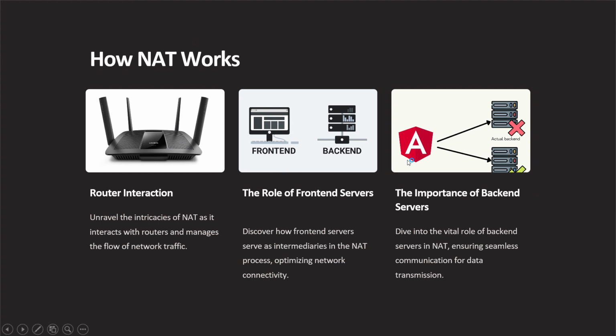I have placed some images to help understand better. Here is the router interaction: NAT interacts with the router and manages the flow across networks. Suppose the router is a private network, connected with the public network. The mobiles and different kinds of systems we operate are on the public side, so NAT is a kind of bridge between them. Next, the role of front end servers: they serve as intermediaries in the NAT process, optimizing network connectivity, along with the importance of the backend server. NAT ensures that data transmission happens seamlessly and in a proper way.